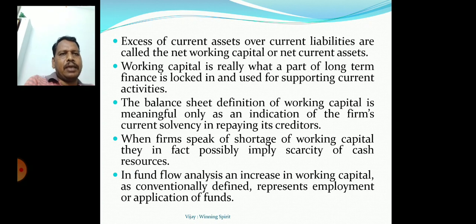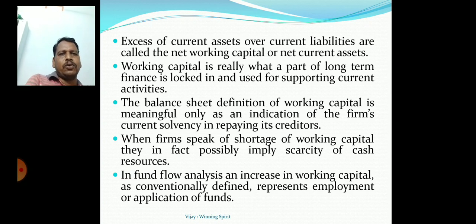The working capital is really that part of long-term finance which is locked in and used for supporting the current activities. The balance sheet definition of working capital is meaningful only as an indication of the firm's current solvency in repaying its creditors. Finally, we can say that the short-term solvency capability, the short-term financial stability of a business concern, depends on the working capital. The repaying capability of the business concern depends on the working capital.